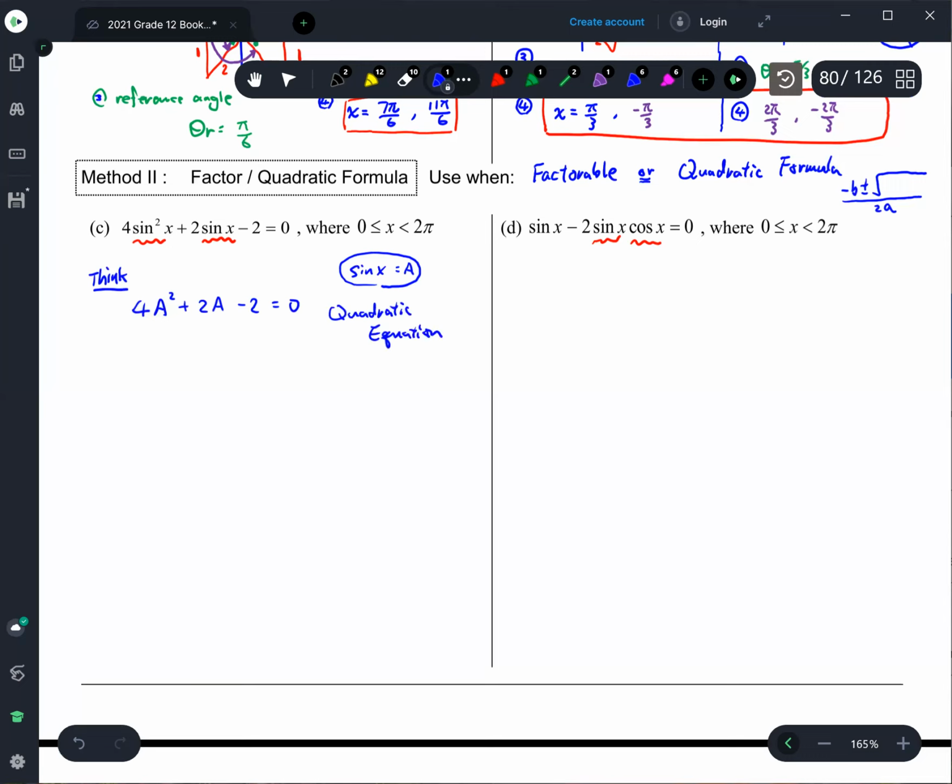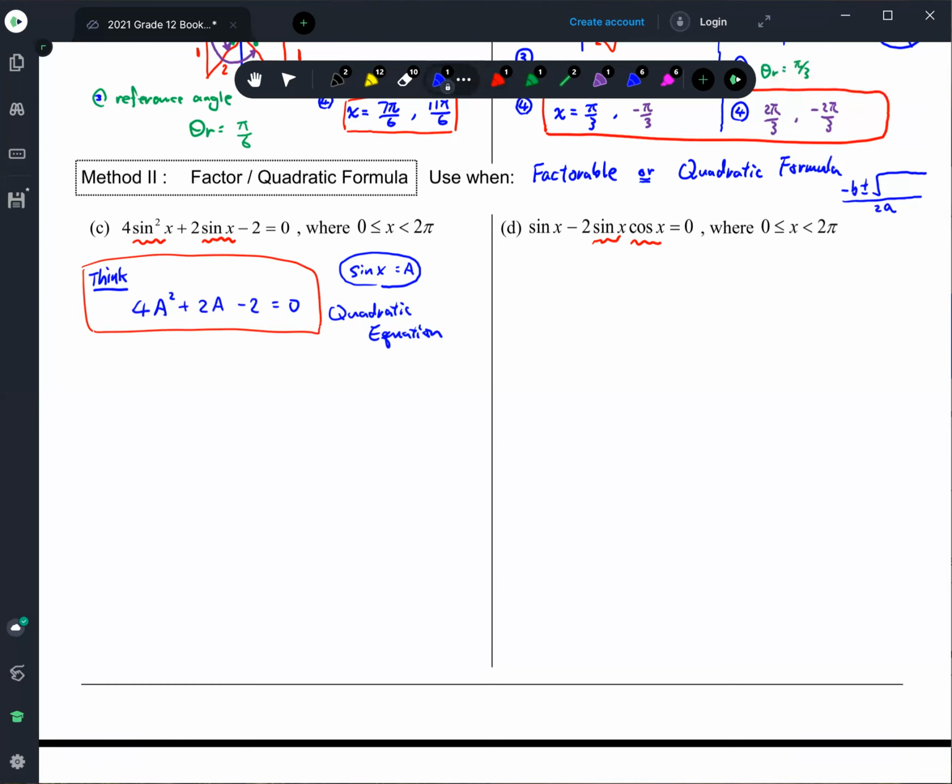Okay, for a quadratic equation, usually we try to factor if possible, right? If it's not factorable, we use the formula. Okay. So how do we factor this one? What can we do to factor?